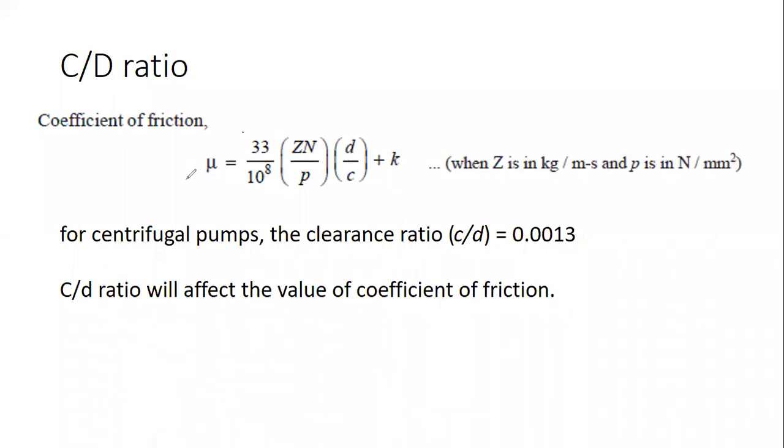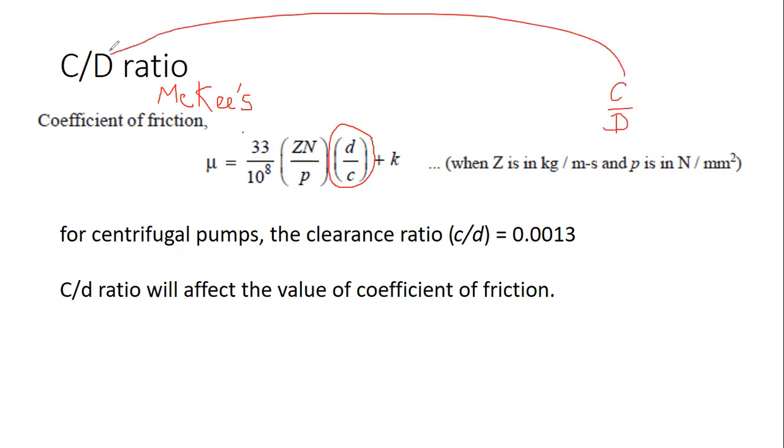We have seen these numericals of Mackey's equation. This equation is Mackey's equation. In this, D by C, actually it is the C by D ratio, which is the diametral clearance ratio. So if I increase or decrease this diametral clearance ratio, obviously it is going to affect the coefficient of friction. Since it is Mackey's equation, it is written mu.